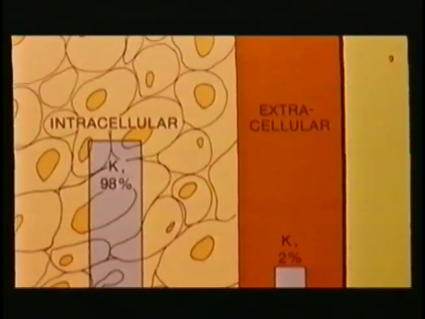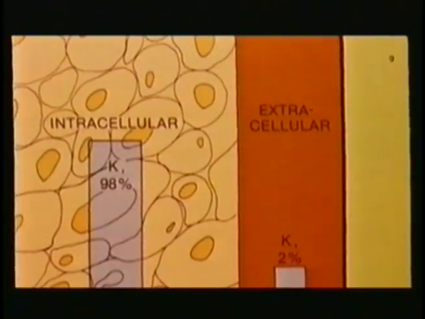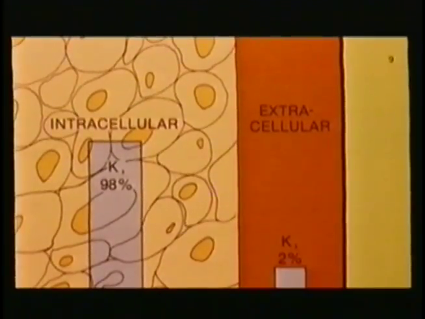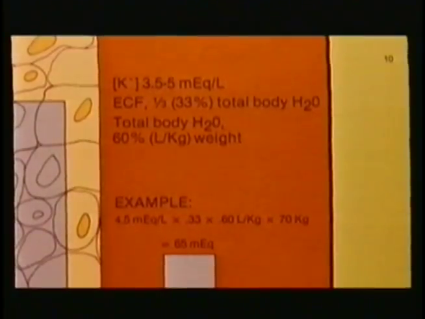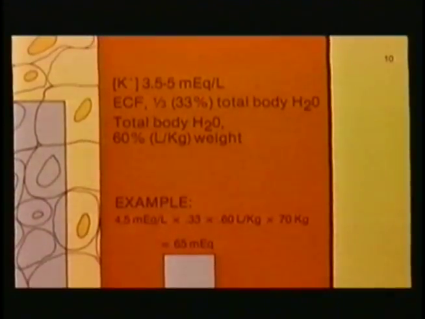Most of the potassium in the body is found in the intracellular fluid compartment. Only about 2% is found in the extracellular fluid compartment. The normal concentration of potassium in plasma is between 3.5 and 5 milliequivalents per liter.